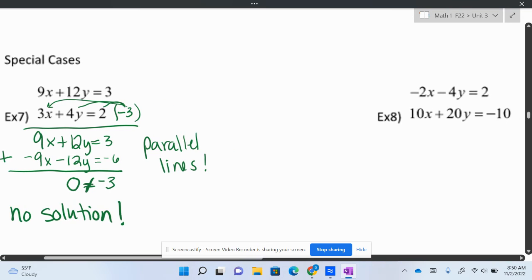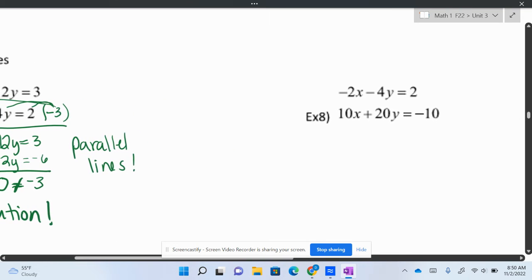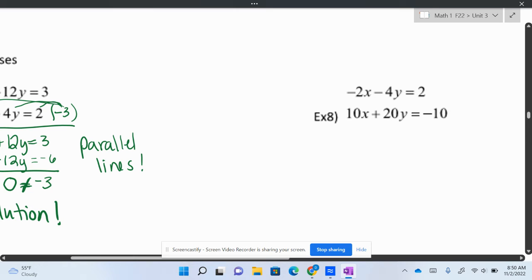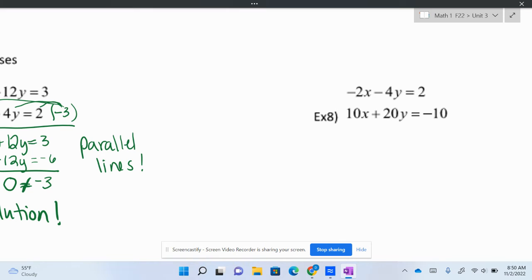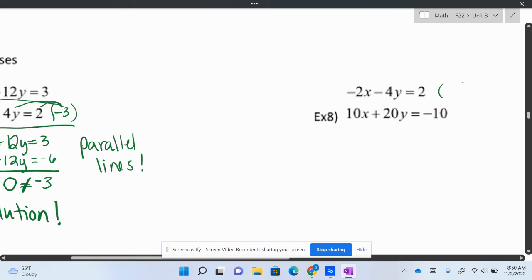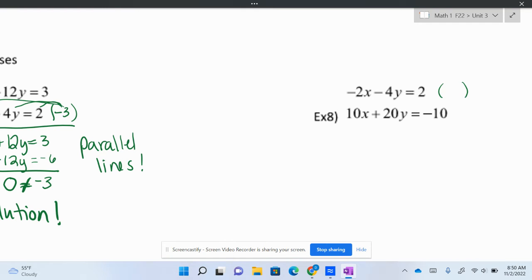Just pick one. Okay, let's look at this second one. What do you want to get rid of? What do you think, Miss Cheyenne? What do you want to eliminate? So we have to multiply the top equation because that coefficient is smaller. So what can I multiply that -2x by to make it be the opposite of 10? 2 times 2 is, yeah, 5. I'm going to multiply it by 5.